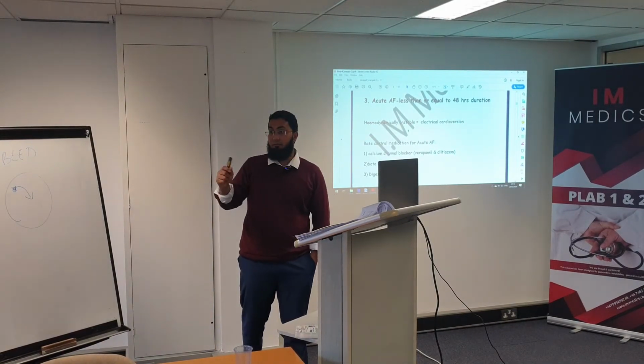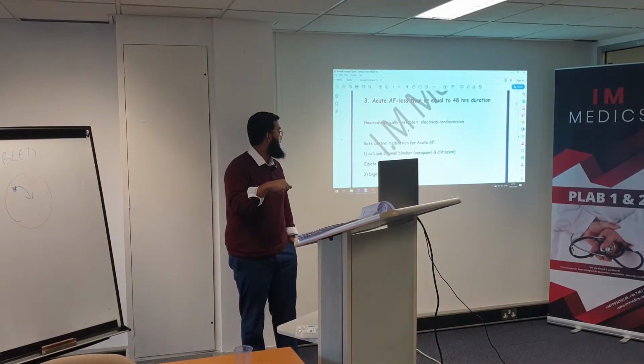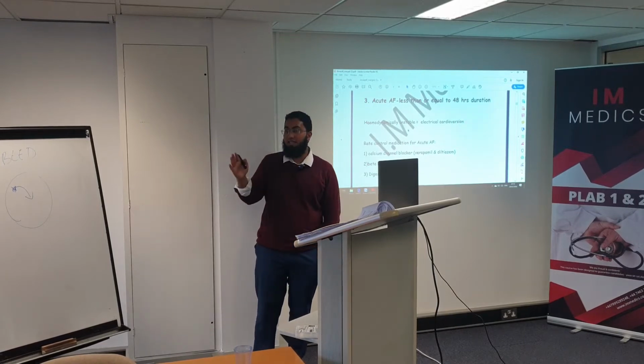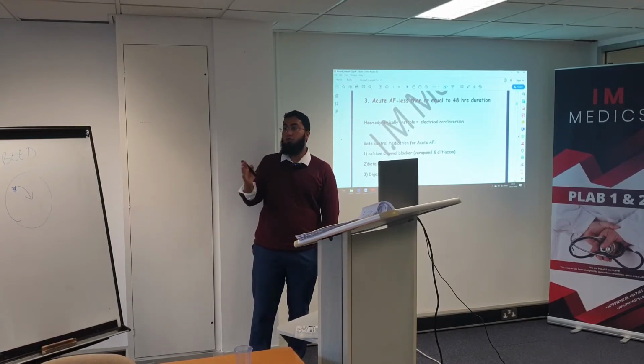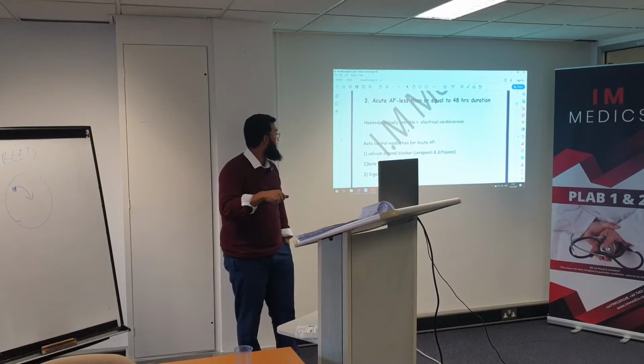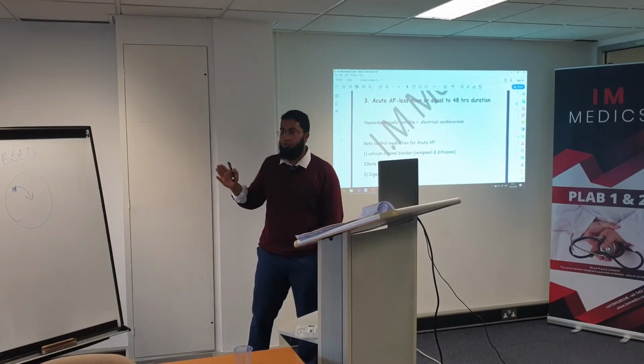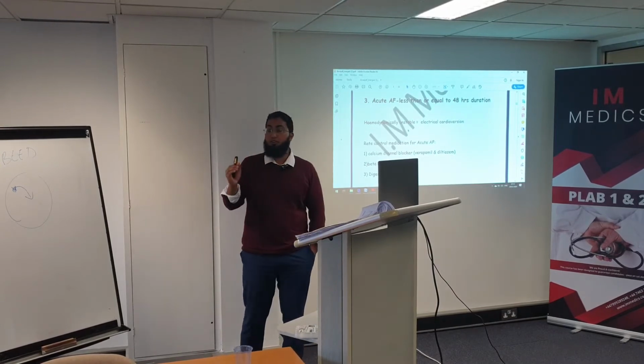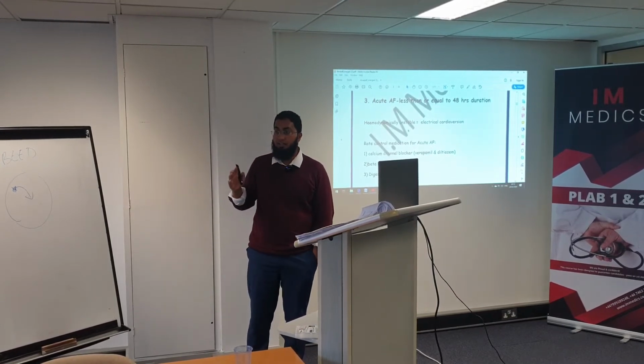Second thing they ask in the exam, rate controlling. Rate controlling is for very fast AF. Fast AF, we need to rate control them so it decreases the heart rate. These medications are very, very important. I mentioned to you guys, these two are the first line based on patient medical history. Digoxin is going to be used if the patient has a background of heart failure.